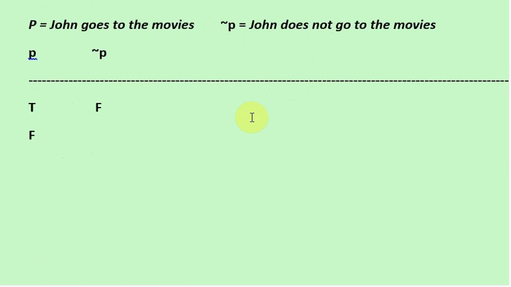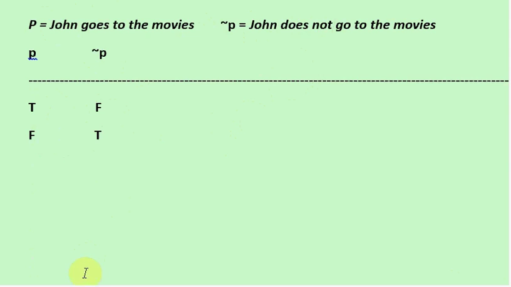Okay, so not P or tilde P is John does not go to the movies, and so again, if P is true, tilde P is false. Okay, well, if John does not go to the movies is false, that means that John goes to the movies is true, right? Well, what would happen if it's false that John goes to the movies? That's the case we have in our second row here. What happens if to begin with it is false that John goes to the movies? Well, then tilde P would have to be true, right?